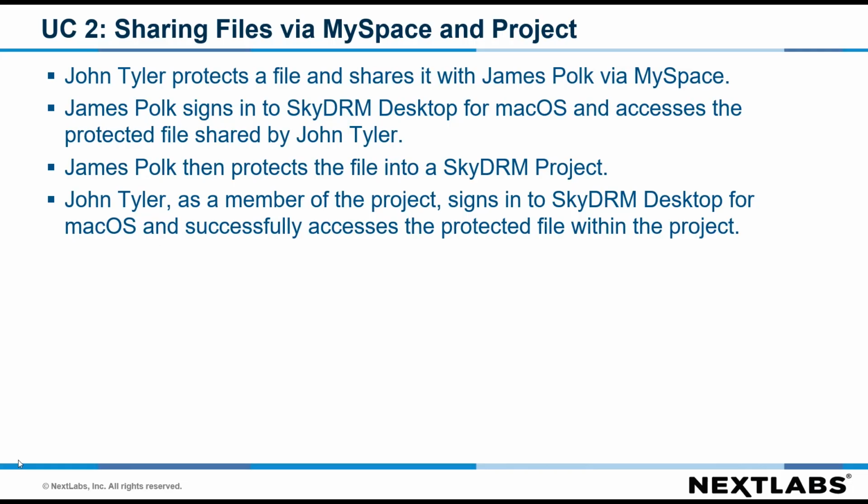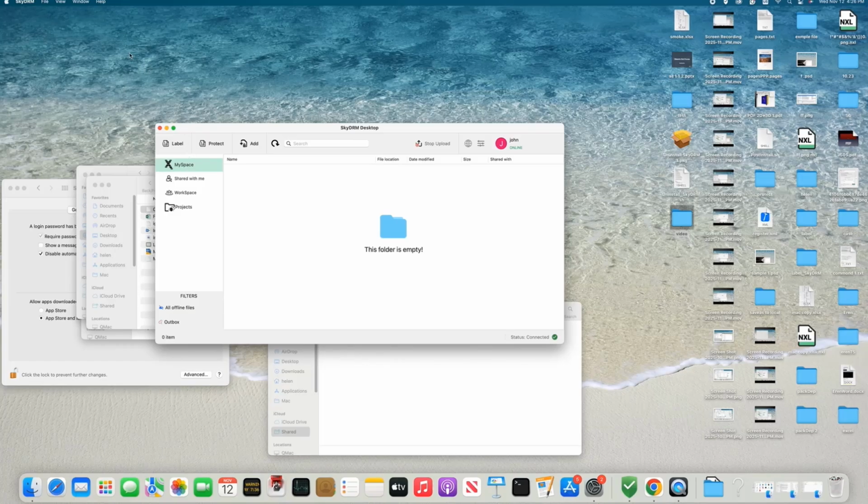Use Case 2: Sharing files via MySpace and Project. John Tyler protects a file and shares it with James Polk via MySpace. James Polk signs into SkyDRM Desktop for macOS and accesses the protected file shared by John Tyler. James Polk then protects the file into a SkyDRM project. John Tyler, as a member of the project, signs into SkyDRM Desktop for macOS and successfully accesses the protected file within the project.